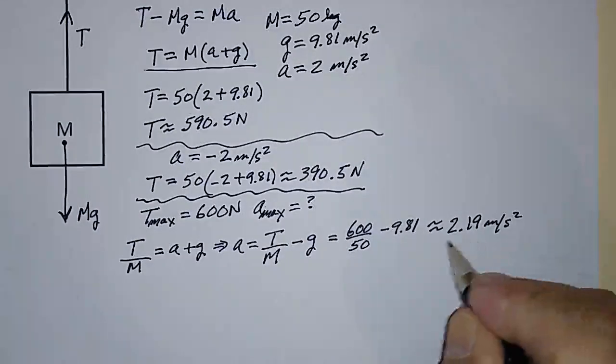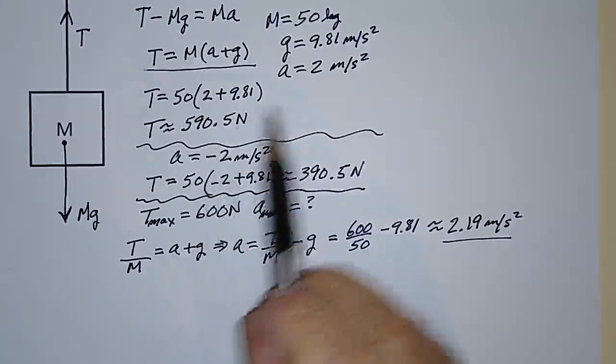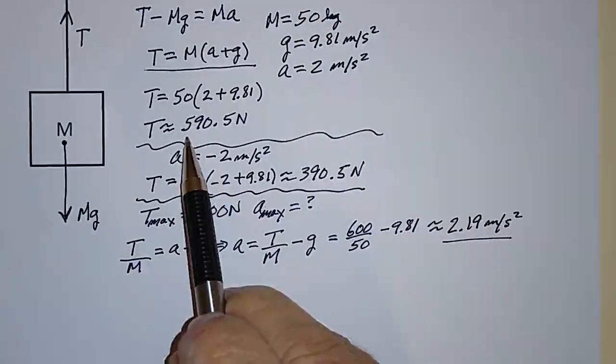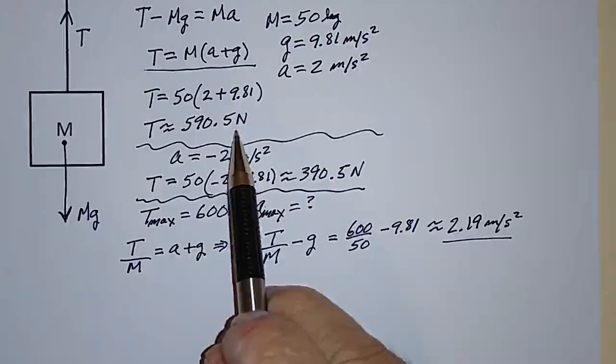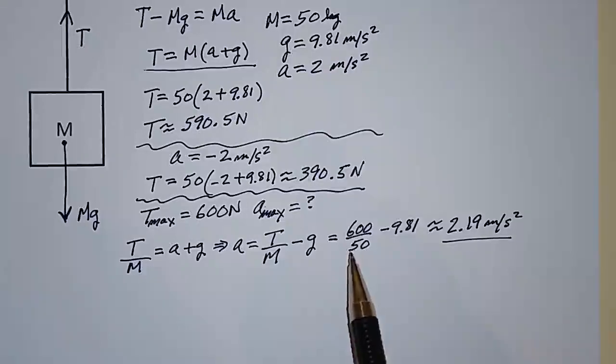And you can take a look at this original problem we had up here when it was accelerating upward at 2 meters per second squared. It was already up to 590.5, so this makes sense. Just a little bit more, and that would exceed the maximum tension that the cable could manage.